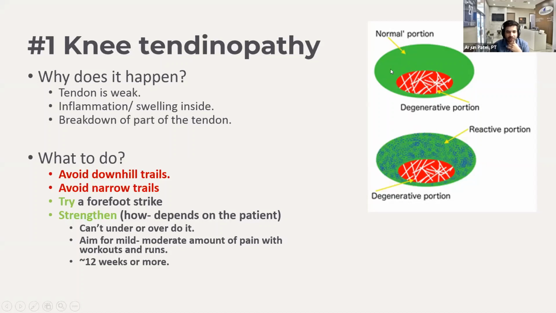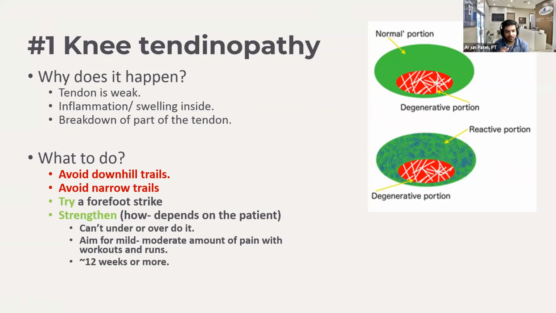If you keep running and don't address this, that part actually starts breaking down a little bit. So now you've got a healthy tendon, but inside it you've got some swelling, you've got some problems. And that leads to the rest of the tendon starting to break down. So it can sometimes be a pretty severe problem.